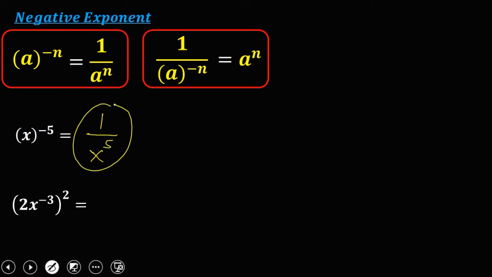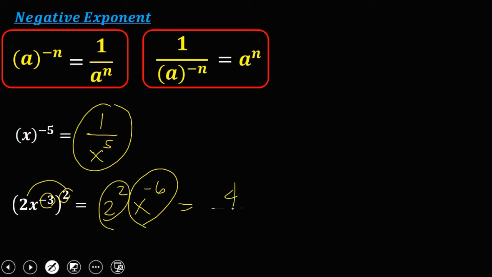Then for this given, distribute first the exponent. That's 2 squared. Then power to power, that's multiply. x to the power negative 6, because 2 times negative 3, that's negative 6. Then to make this exponent positive, bring down. Then 2 squared is 4 over x to the power 6. And this one is the final answer.